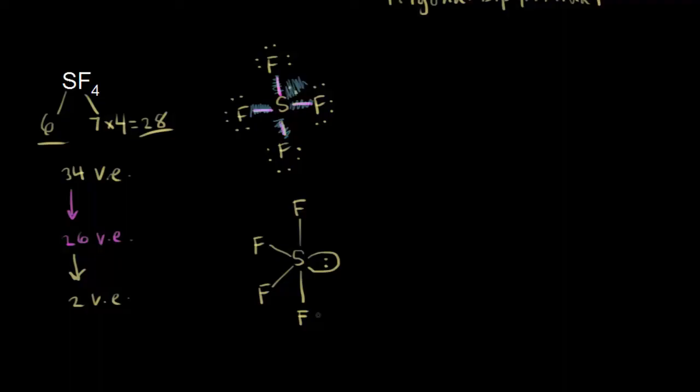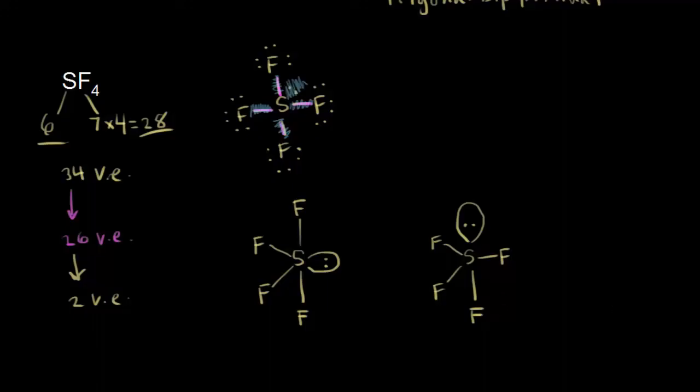The other possibility would be, of course, to put the lone pair of electrons in the axial position. So if we do that, we would have a sulfur bonded to 3 fluorines. Those would be the equatorial fluorines. And then we would have a lone pair of electrons, let's just put it right here in the axial position, and then another fluorine in the axial position. So here are our 2 possibilities.